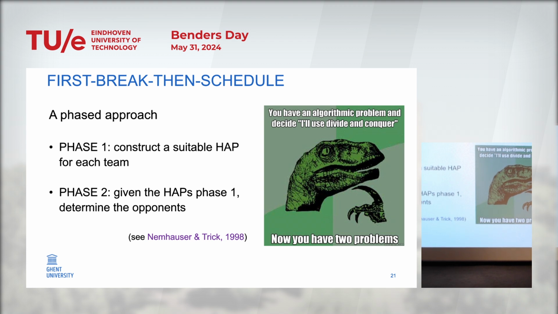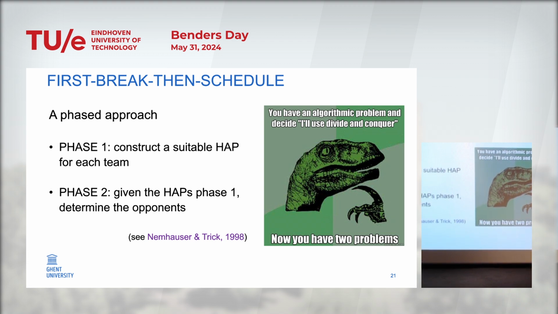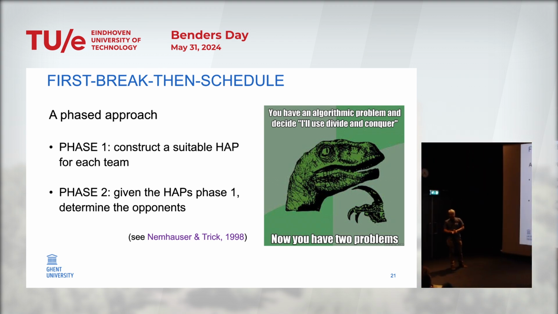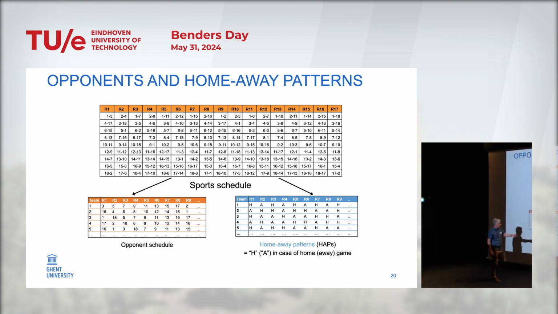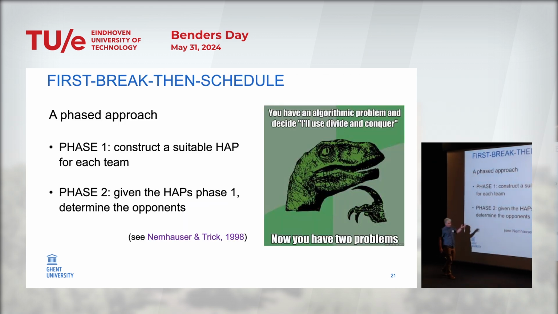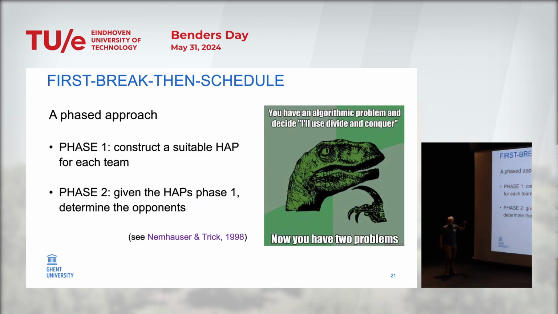Now, this has been used by Nemhauser, who we now know as the person with the strange accent, and Trick, in their well-known first-break-then-schedule approach. So they say, well, you should first construct a suitable set of home-away patterns, right? You should first come up with this. And then, based on that knowledge of who plays home and who plays away, you find the opponents in the second phase. Okay?